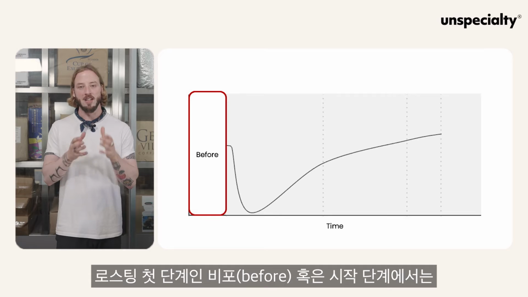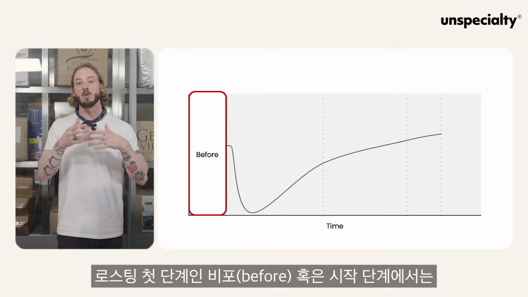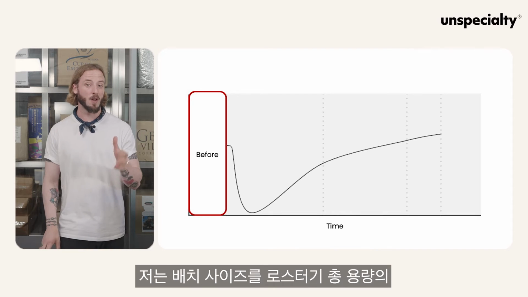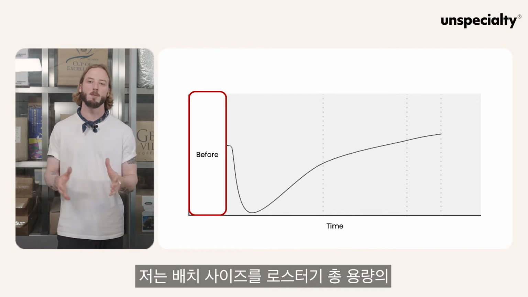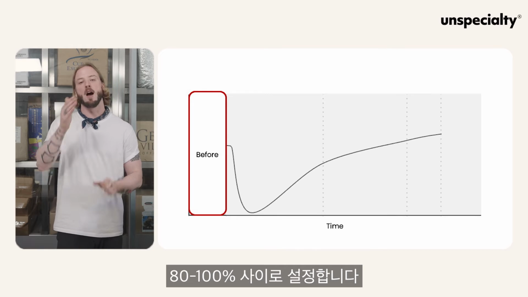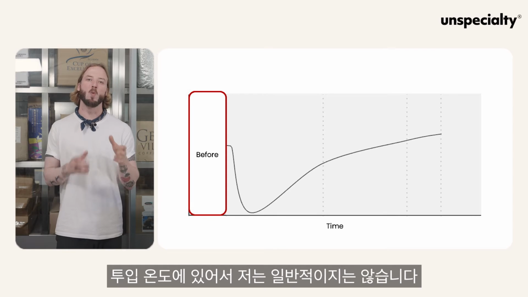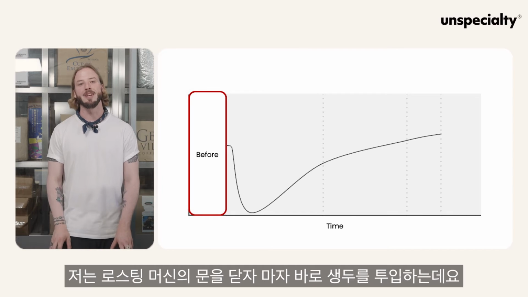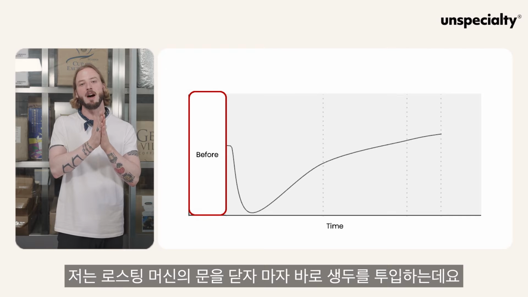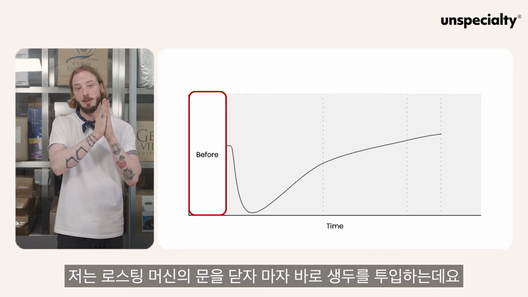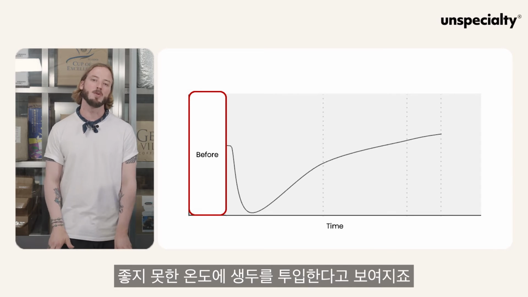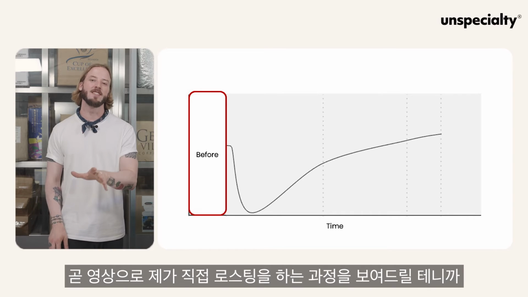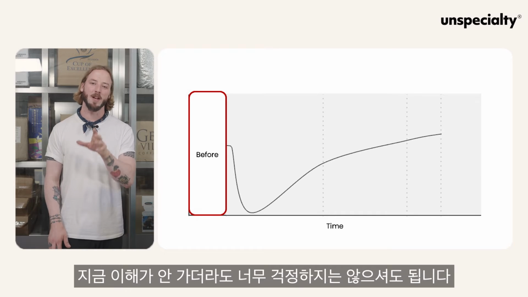Now, for that initial phase, which we call the before or starting phase, we need to decide the batch size, which in my case, if you've already paid attention to this course, is going to be somewhere between 80% capacity up to 100%. When it comes to start temperature, I am a little bit unconventional. I'm actually dropping in the coffee as soon as the door is closing. So technically, I'm almost dropping in at a negative temperature. Don't worry, you're going to see this live in action very soon so you understand what I'm saying.